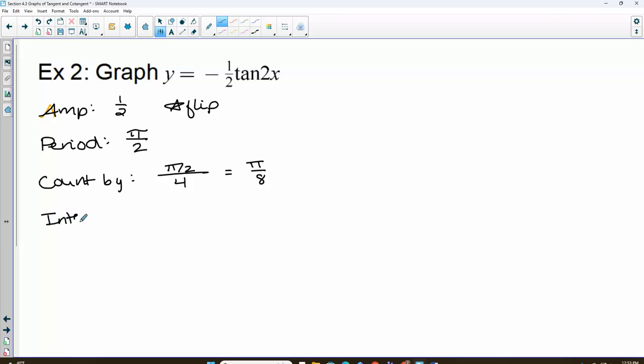Interval. Tangent goes between what numbers? I'm going to put the angle in the middle. So if we divide by 2, or multiply by 1/2, so negative pi over 4, less than or equal to x, less than or equal to positive pi over 4.